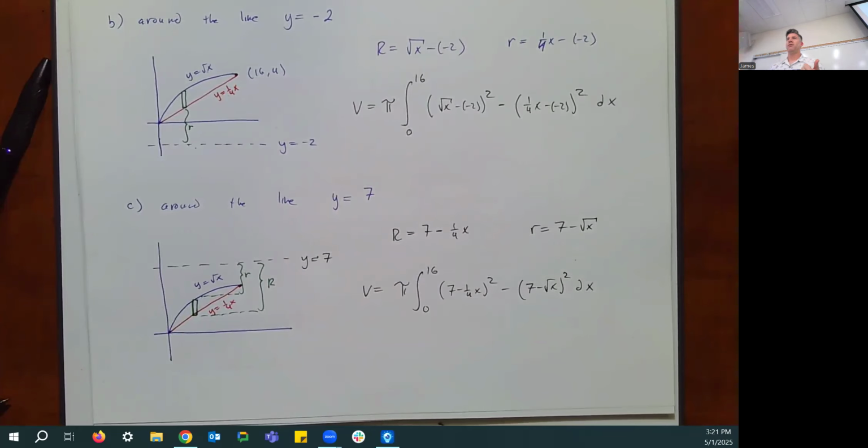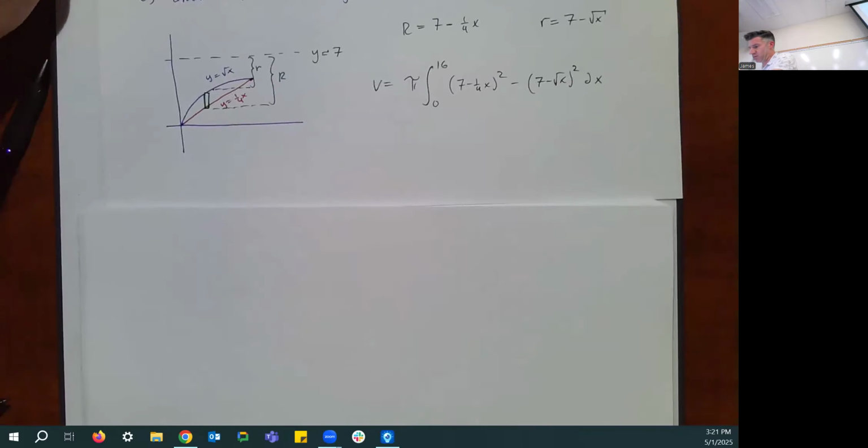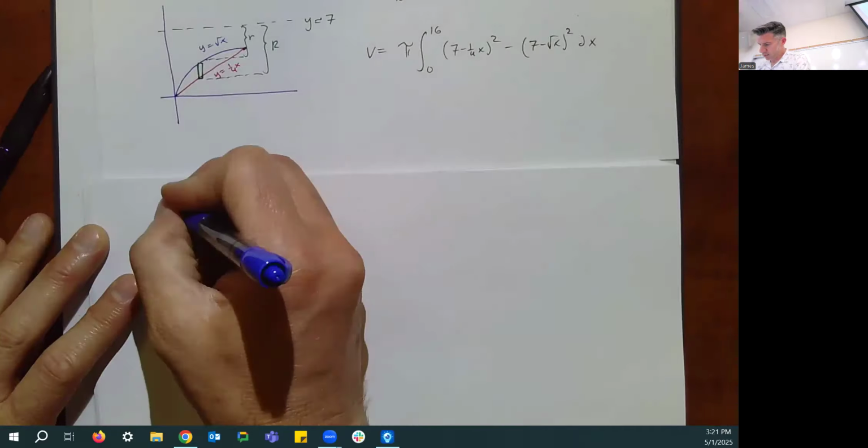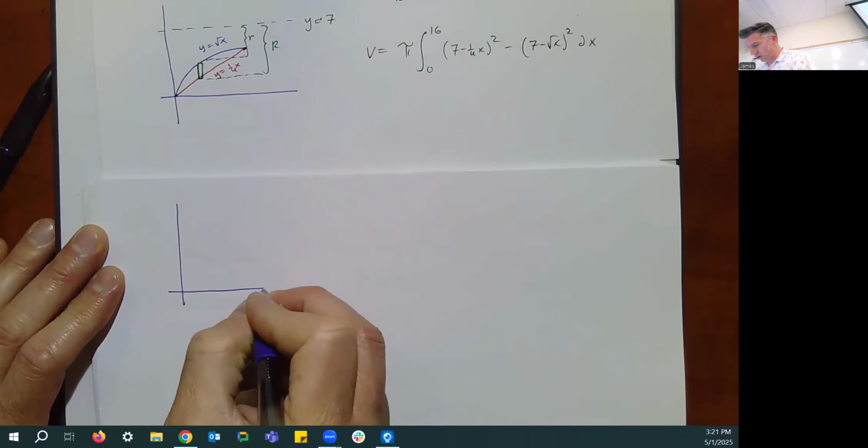All right, now we're going to go the other direction. We're going to spin around axes that happen to be vertical instead of horizontal. We'll do one or two of those, and then we'll finally start talking about the shell method. So, still the same good old region.